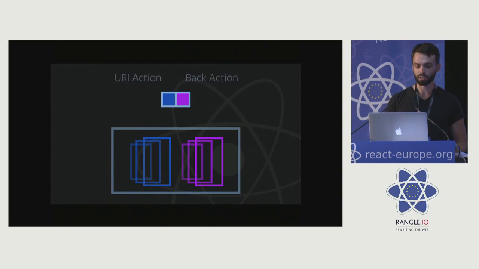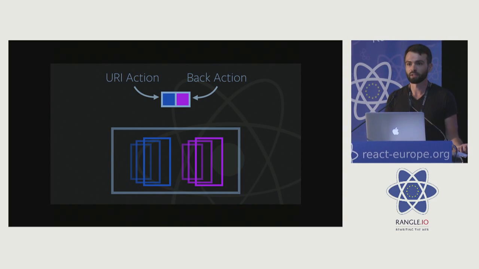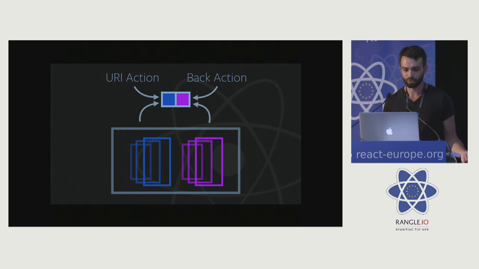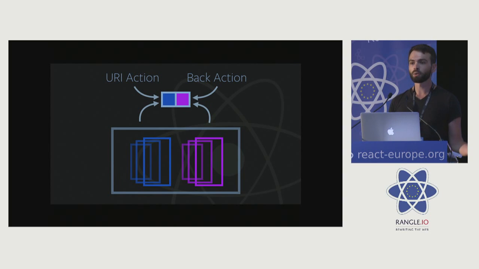So as we get actions, be them from URIs or back actions, we ask the reducer to give us the new application state. And as we get actions from the application, like tapping a link or something, we're going to use the reducer to get the new application state. Then we're just going to flow the state down into the application in a pretty straightforward fashion.